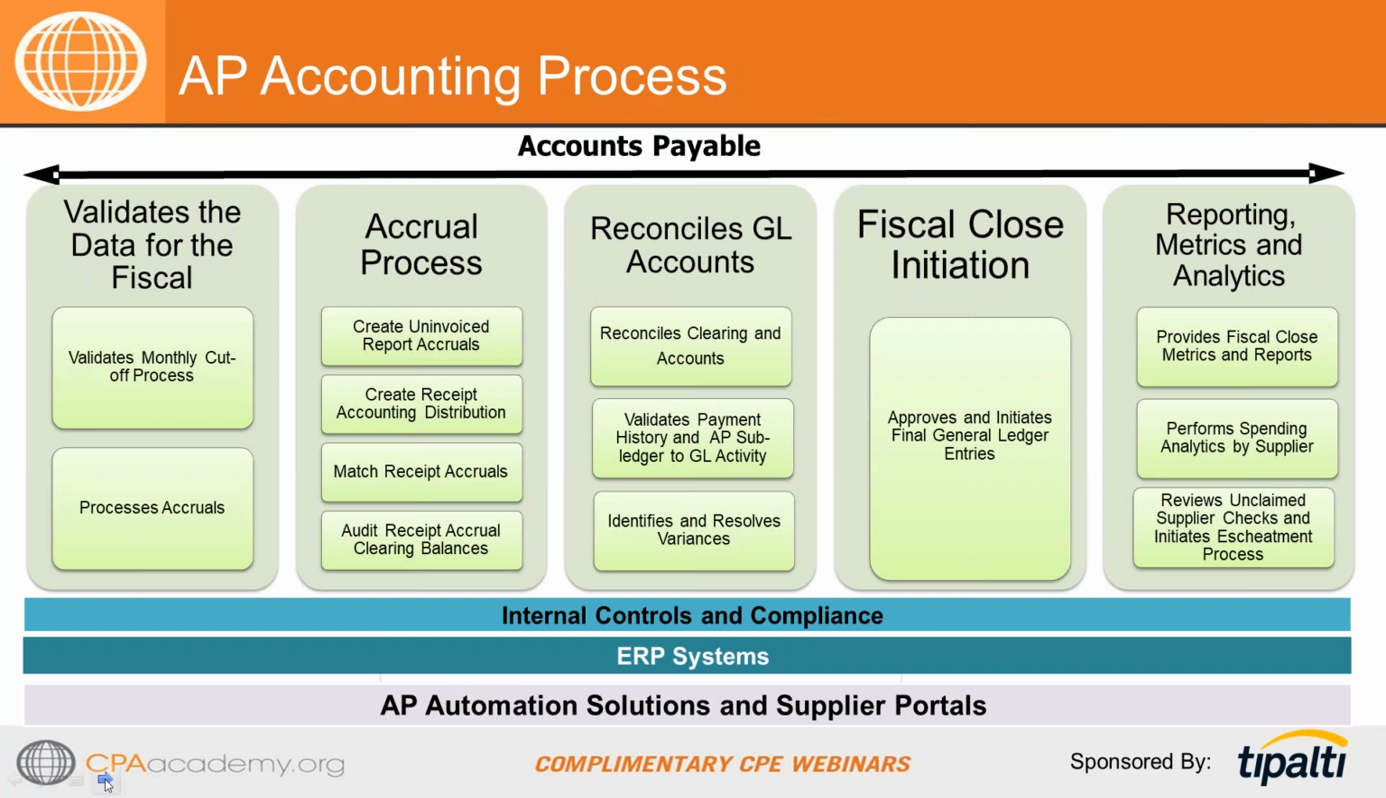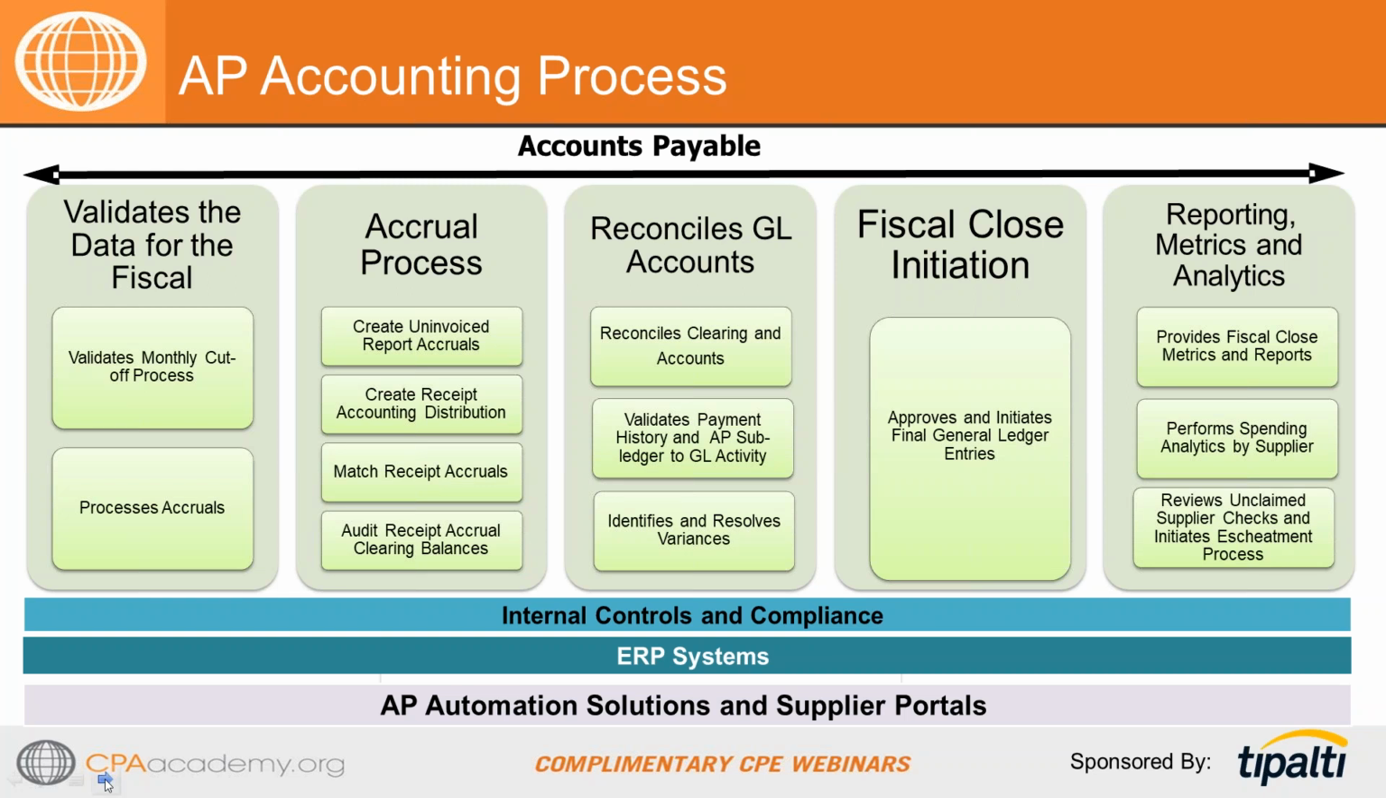Looking at the accounting process, it validates data for the fiscal period, which makes sure we're following cutoffs. The accrual process reconciles GL accounts, and as mentioned, we want to make sure we're reconciling that clearing account. That's going to tell you where you have open POs and unmatched invoices, and you'd find some receiving issues as well as quantity and pricing problems.